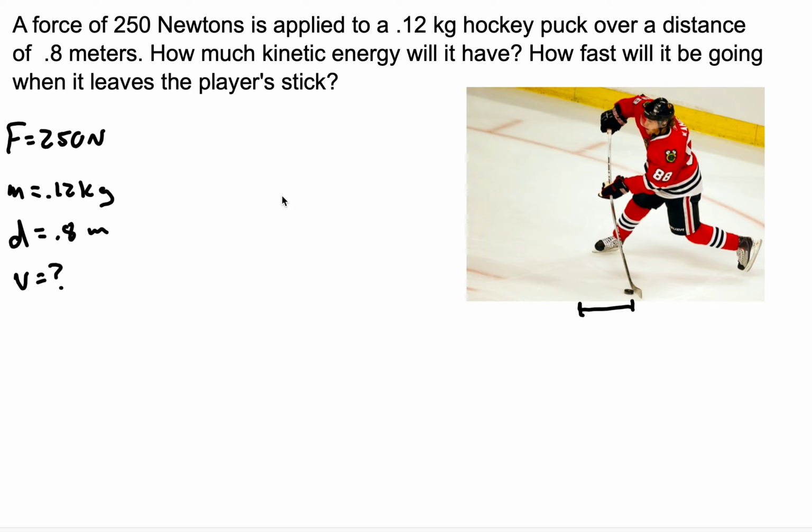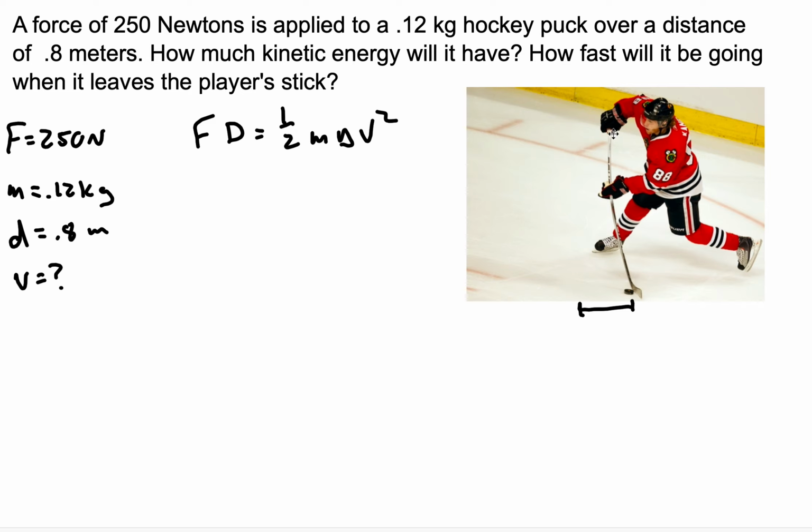Well, you guys, what kind of energy am I giving this puck? It was stationary, and now it will be moving. So I'm giving it kinetic. Thank you. And so I know that the work done on the puck, which is force times distance, is going to equal the change in kinetic energy, which is 1/2 m delta v squared.